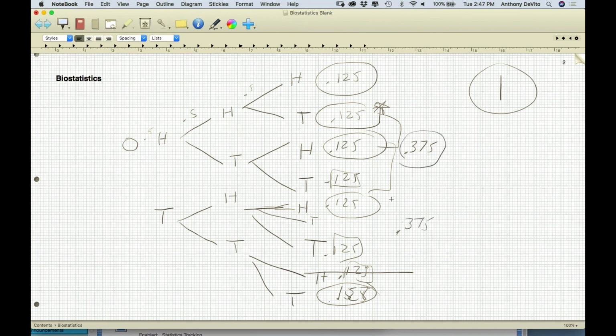The probability of 2 out of 3 coins coming up heads is 0.375. Probability of 1 head out of 3 coins is 0.375. Probability of none is 0.125. Probability of all 3 is 0.125. Again, it all adds up to 1. Pretty simple.